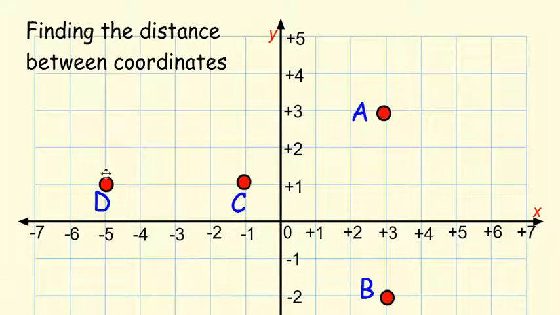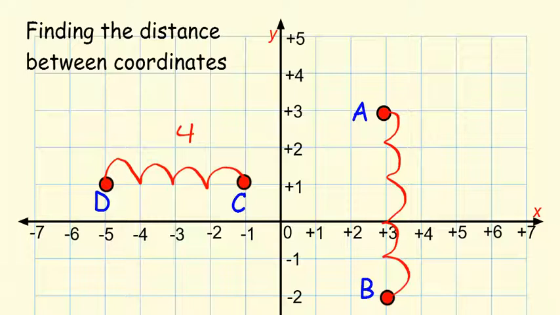It's kind of like hours on a clock. If you're counting from 1 to 3, you don't say 1, 2, 3. You go from 1 to 2. So I'm going to go 1, 2, 3, that's 4 spaces between. If I were going to go from B, I would go 1, 2, 3, 4, 5. There's 5 spaces.